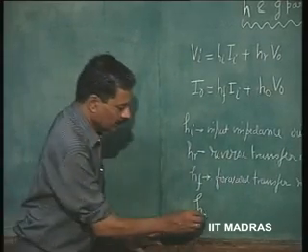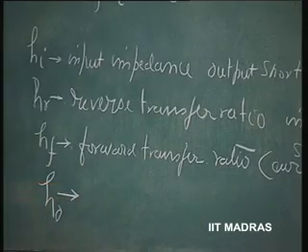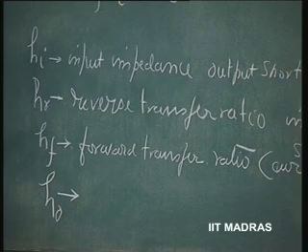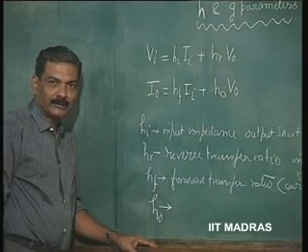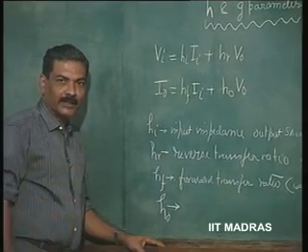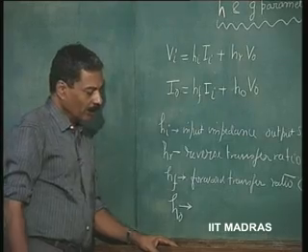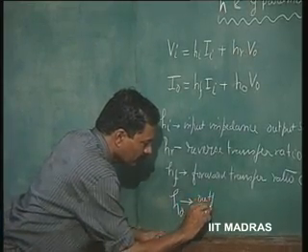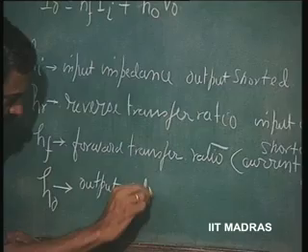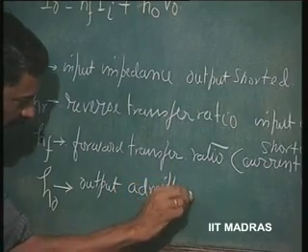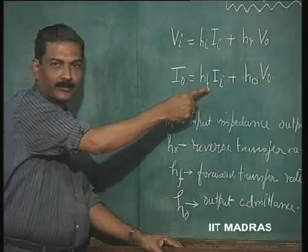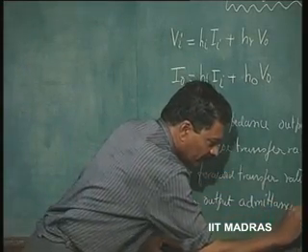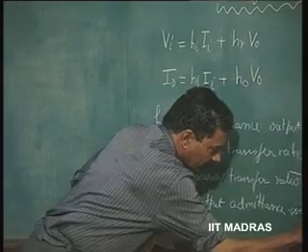H naught, relating I naught and V naught. It is an admittance parameter. Again, it is a self admittance parameter, but at the output. So, output admittance when Ii is 0, that means input open.